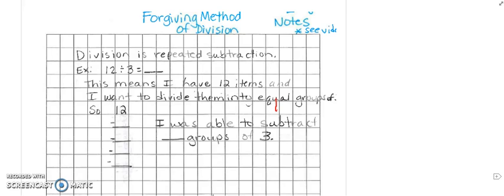Okay, this is lesson 18, forgiving method of division. I want to make sure that we have a chance to really think about what division is. And division is just repeated subtraction, whereas multiplication is repeated addition.